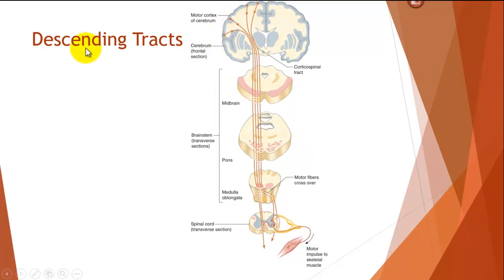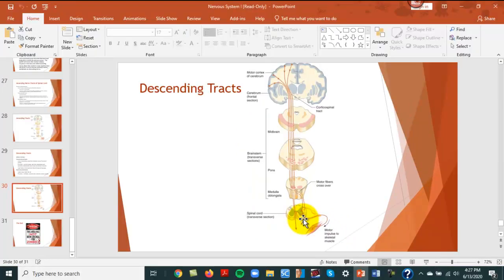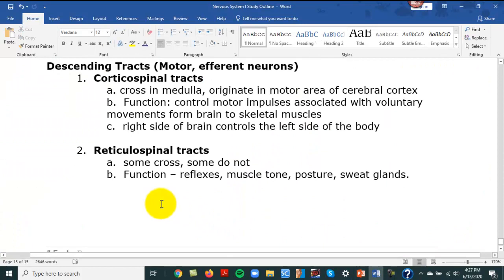So this is a descending tract. These are motor. So here are the cell bodies in the cerebral cortex. Here are the axons coming down, and then you can see there in the medulla they cross over and they end up on the opposite side. So this would be like if a person's facing this screen, here's the right side of their body, this is the left side muscle. Those are corticospinal tracts. The other category, reticulospinal: reflexes, muscle tone, posture, sweat glands. Some cross, some do not. Not all things cross over.